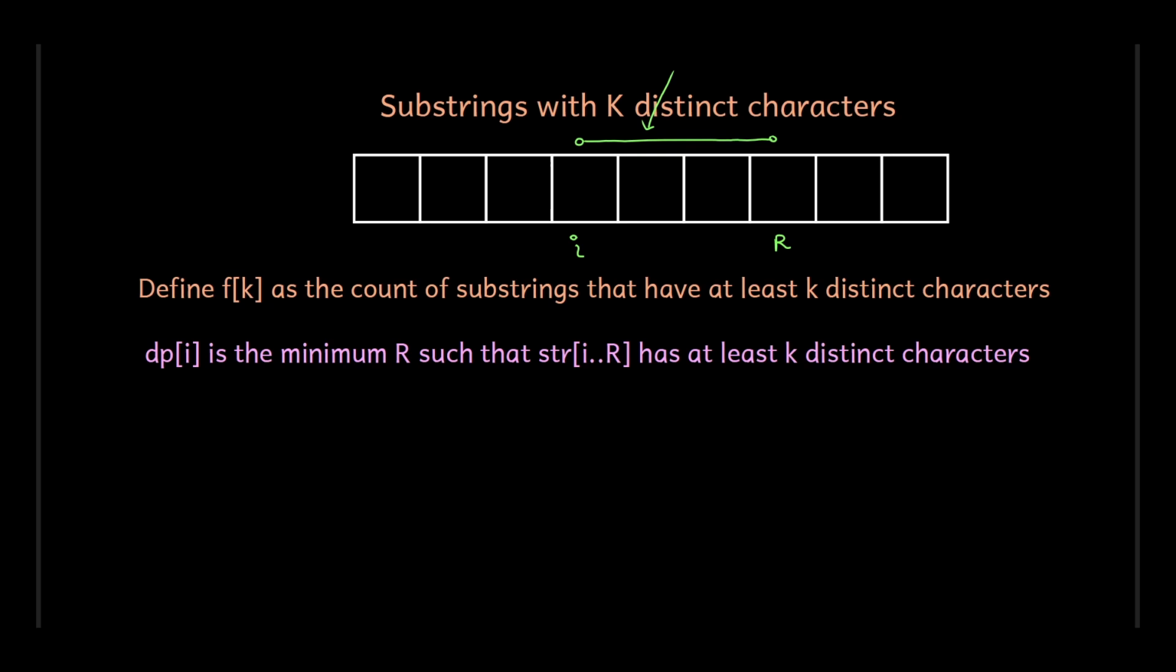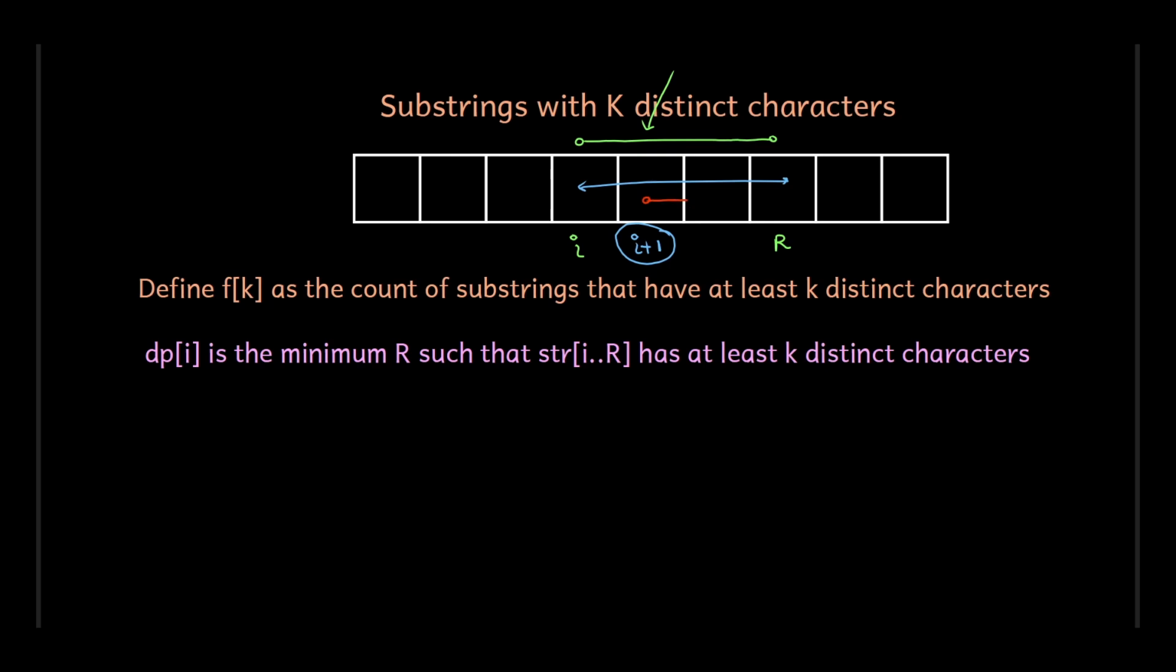Now let's look at the DP value of I plus 1. Notice that for this window from I to R, you had k unique characters. So what can you conclude about the DP value of I plus 1? You have to stretch this string that starts from I plus 1, and keep going right until you find k distinct characters.